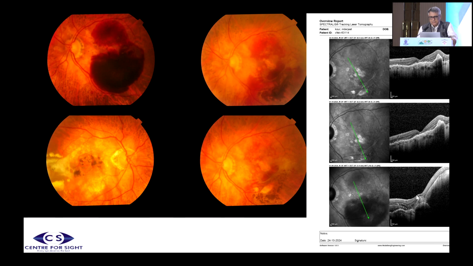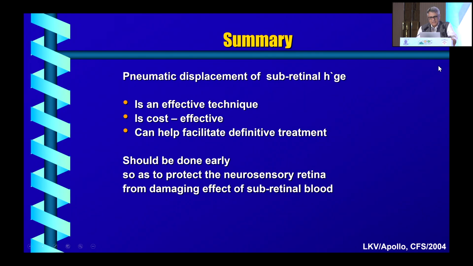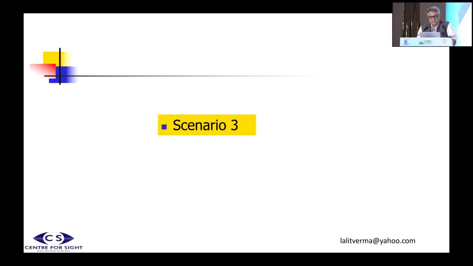If you see from down to the top, this response is pretty good, and the concavity of the foveal contour has come back. So pneumodisplacement is a cost-effective technique and works very nicely in a moderate amount of subretinal hemorrhage. But remember again, pneumo is only a mechanical job. You have to keep treating the cause with anti-VEGF agents.